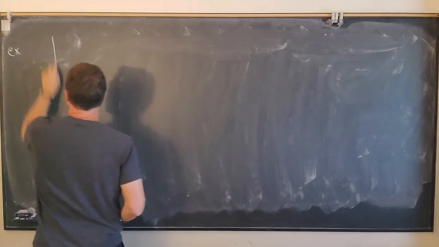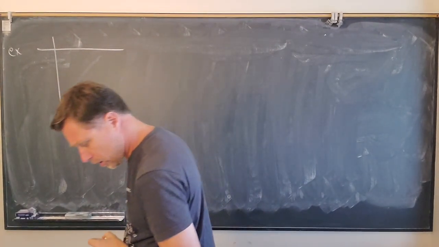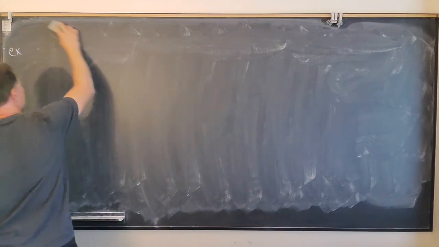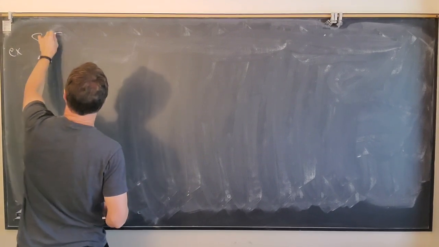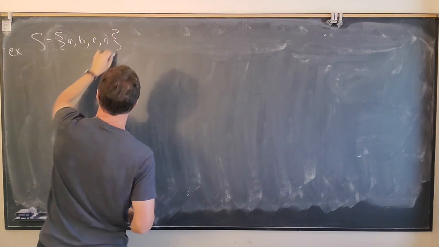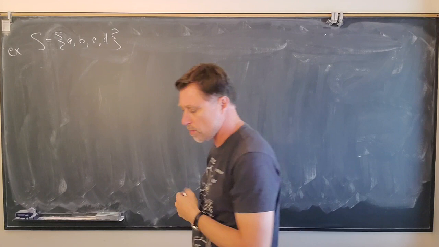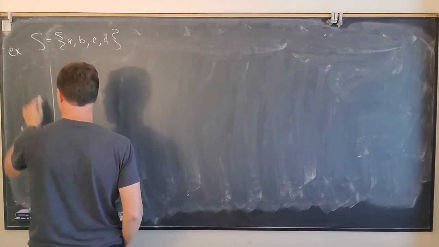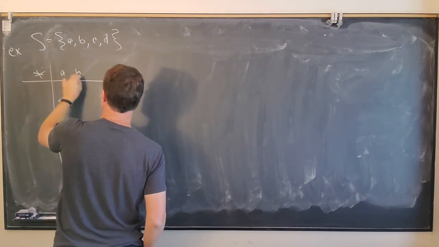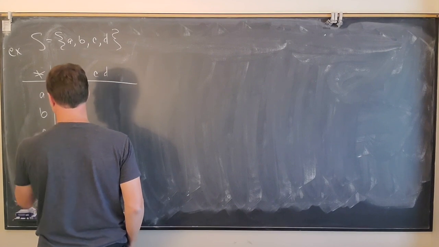I'm going to draw the tables corresponding to a couple of binary structures. I should first write down who the set is. The set that I want to consider, capital S, is A, B, C, and D. And I'm going to draw the tables corresponding to two binary structures. For the first one, I'll use the symbol star. So I'm going to write out A, B, C, D, A, B, C, D.